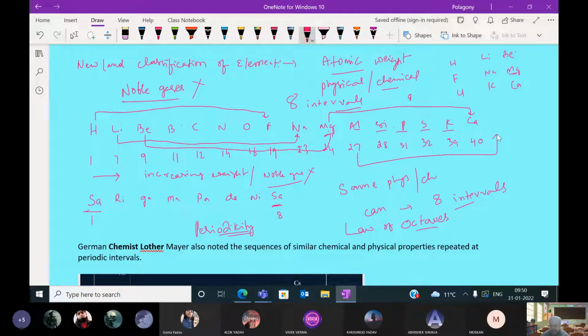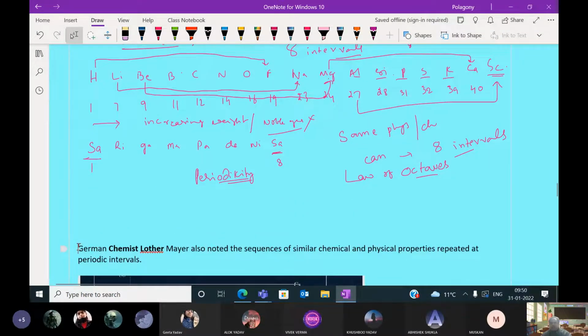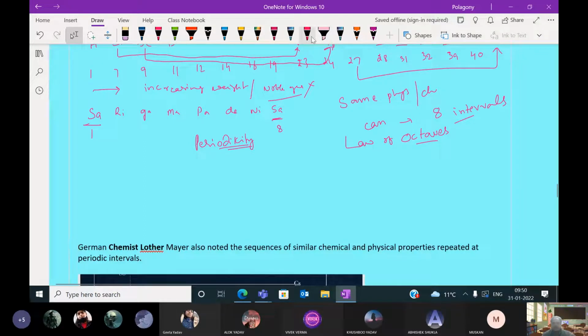Now aluminium is similar to which element, can you guess? Scandium. Understood, everyone? Yes, sir. So this was the classification made by Newlands. This classification is based on what? Law of octaves. Octa means how much? 8. That means for every 8 intervals, what do we notice? Similar properties. Similar properties we notice after 8 intervals.